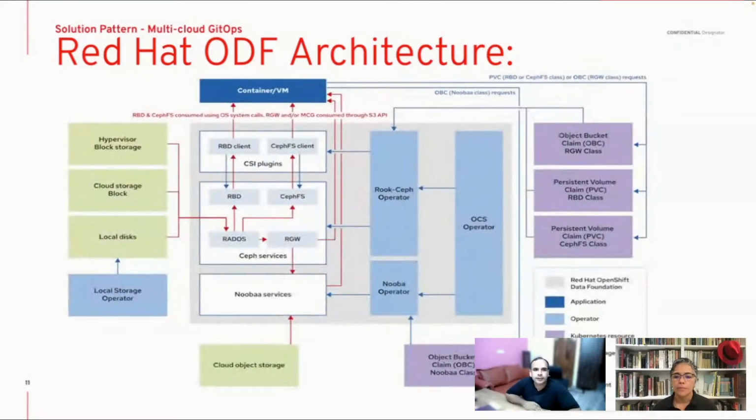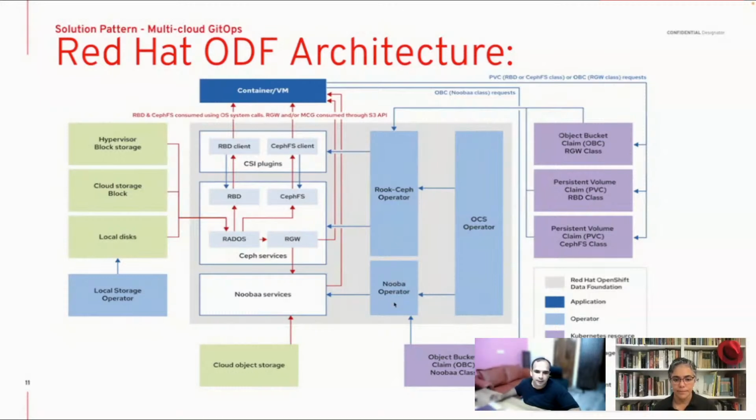This is the Red Hat ODF architecture, a simplified architecture, so I'll just go over it quickly. Here in the middle, we have three operators. The OCS operator is the meta operator, which installs the Rook-Ceph operator and the NooBaa operator. Rook-Ceph provides the backend services for file, block, and object data storage. And then we have the NooBaa operator.